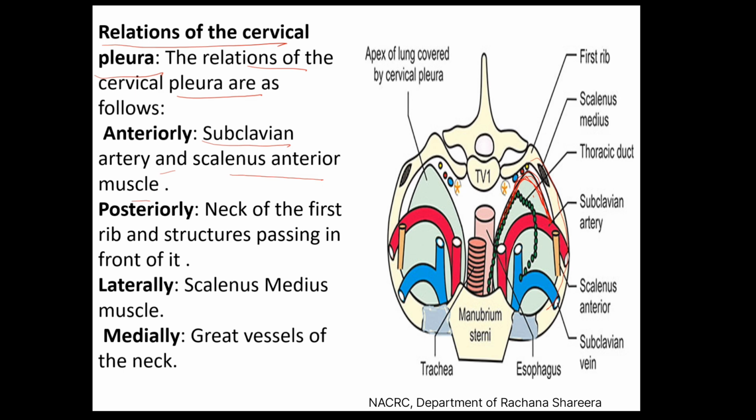Anteriorly it is in relation with the subclavian artery. This is the subclavian artery and this is the scalenus anterior muscle. Posteriorly it is in relation with the neck of the first rib and the parts that are in relation with the first rib: artery, vein, nerve and sympathetic trunk also, and the scalenus medius laterally. Laterally the cervical pleura is in relation with the scalenus medius. Medially, great vessels of the neck, esophagus and trachea are also on the medial side.